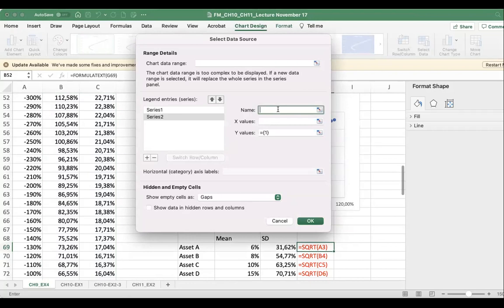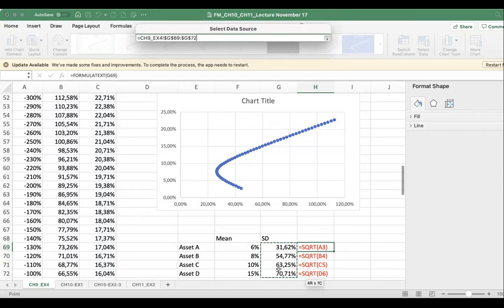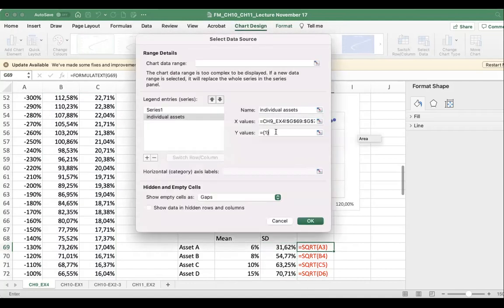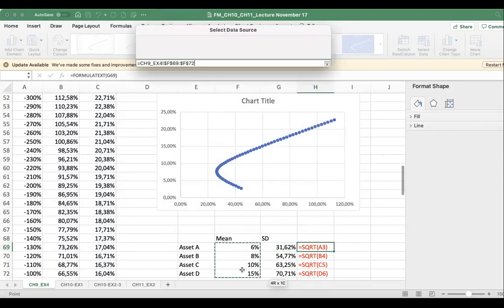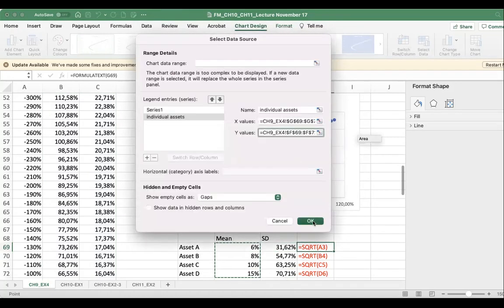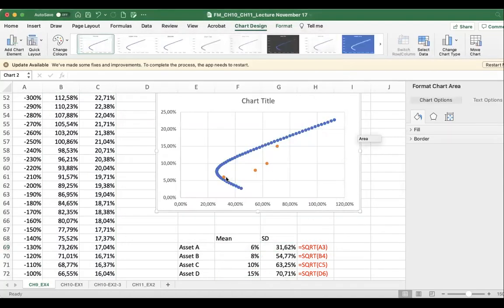So I can call it individual assets, for example. So the X values are the standard deviation, and the Y values are the means. And then click on OK. That's it.